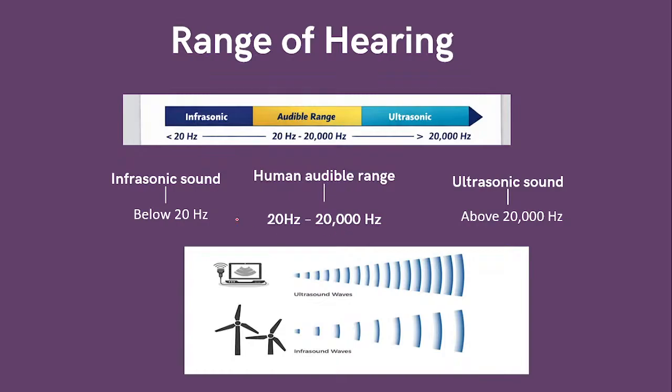The ones below 20 hertz are called infrasonic sound, which we cannot hear. And the ones above 20,000 hertz are called ultrasonic sound. So infrasonic and ultrasonic. You see the difference of waves here. This is infrasonic, this is ultrasonic. Remember the range of all the three: infrasonic, ultrasonic and audible range. The human audible range is 20 to 20,000 hertz.